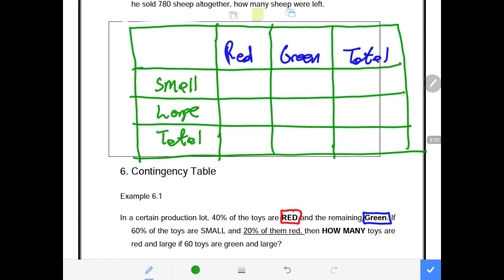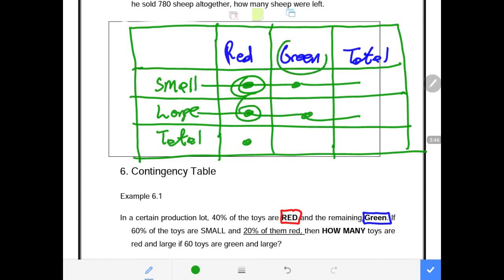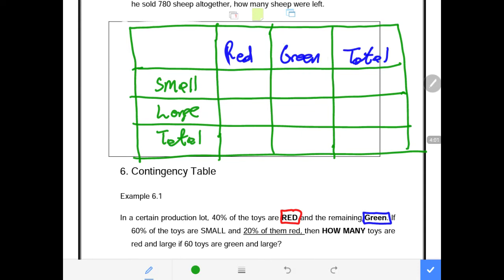So now they have told us that we have toys that are red and others that are green. We have those that are small, small and red, and small and green. That becomes their total. We can have large red and large green, and that becomes the total. And the total of the red, small red and large red, will give us total red toys. And the total of the green, small green and large green, will give us the total of the toys that are green, a combination of those that are green and small, and those that are green and large. So now this is the info that we have.